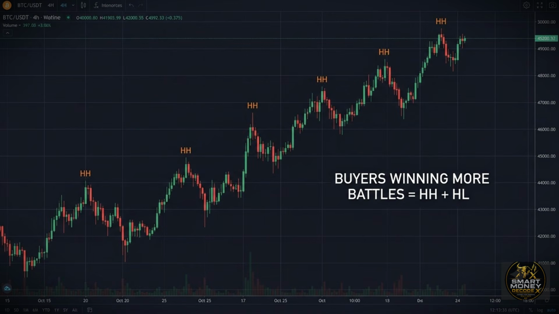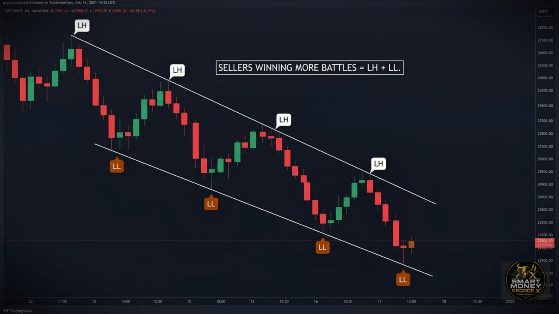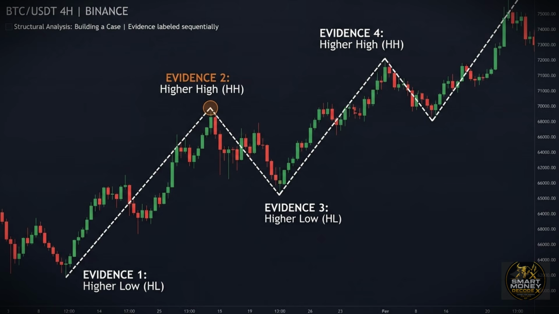When buyers win more battles than sellers, price makes higher highs and higher lows. When sellers win more battles, price makes lower highs and lower lows. And when one side is decisively winning, each new swing point confirms their dominance. Each new swing point is evidence. And a trader who can read that evidence in real time, rather than reacting to individual candles in isolation, has a structural understanding of the market that most retail traders never develop.